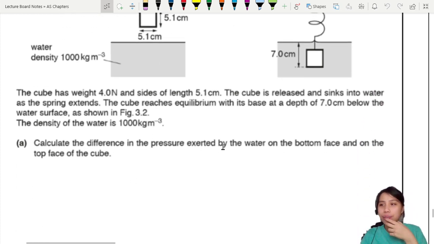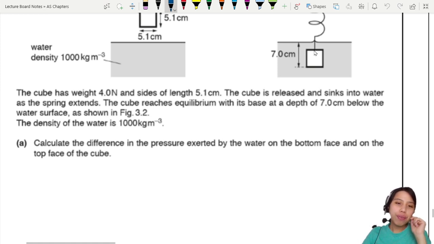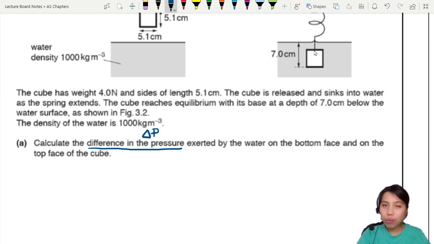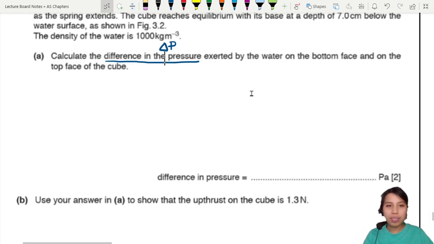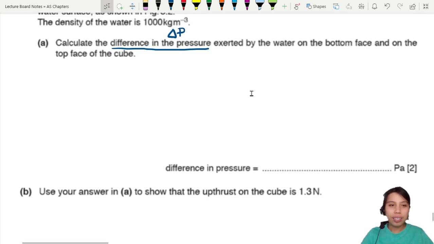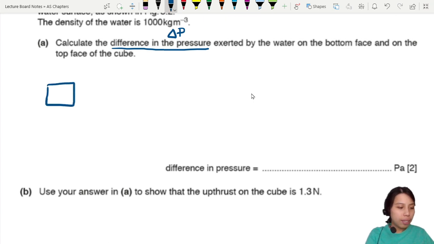Calculate the pressure difference exerted by the water on the bottom face and on the top face of the cube. So we are finding a difference in pressure. That sounds very much like upthrust force. So I'm going to redraw my nice block down here first. Okay, let's do it here. So I have a block. I'm going to take the side view.